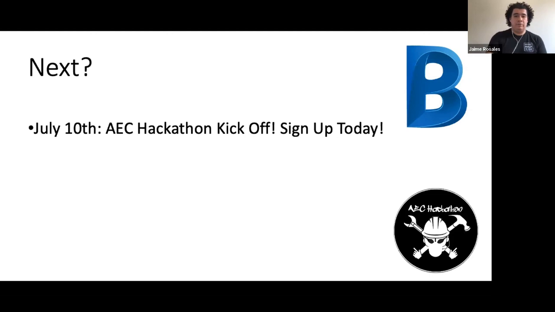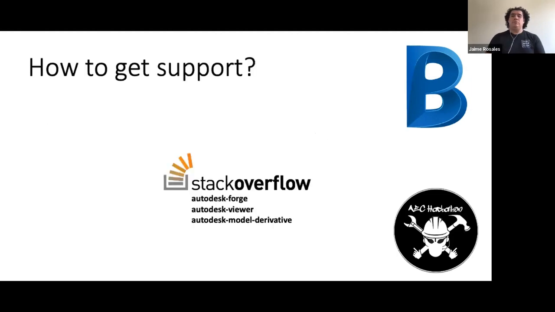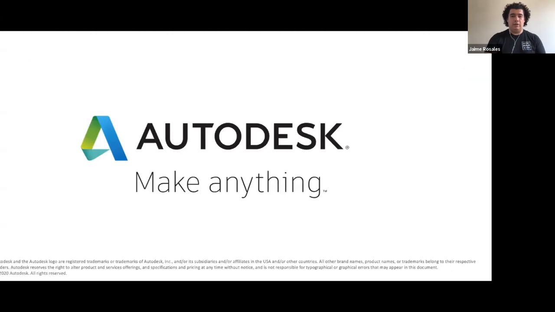So now let me move along to how to get support when it comes to BIM360 integrations and Forge. We use Stack Overflow. Stack Overflow itself has different tags for Autodesk-Forge and Autodesk-Viewer. So if you want to ask any questions, you can tag your question with those words, and then it will get included into our system in order to be able to help you out with any question like that. And with that, let me take a look at the chat for one last time.